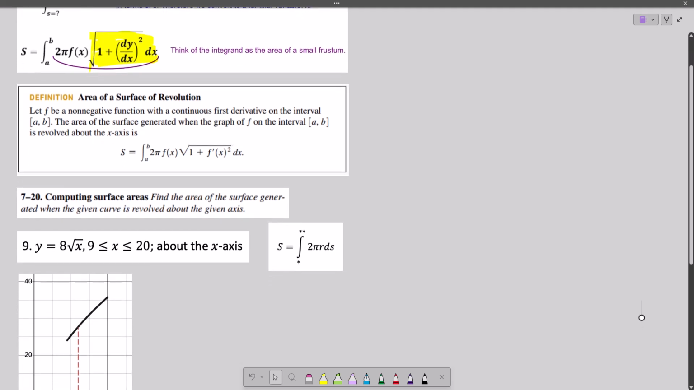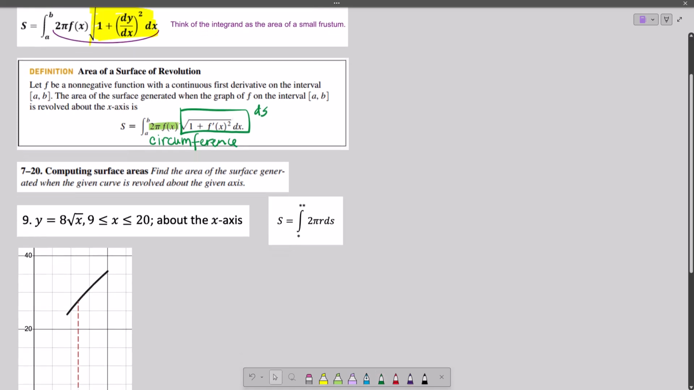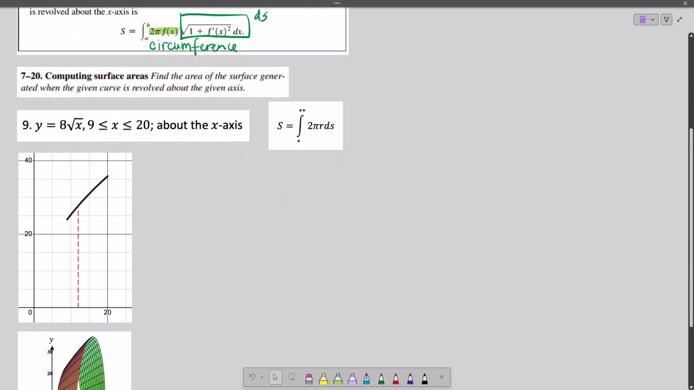So in here, when you look at this formula, that is circumference. And that's how you want to think about it. It's the only way you'll remember it. So that's circumference, and this part you remember as ds. So circumference times ds. So let's try and see if we can do one of these.